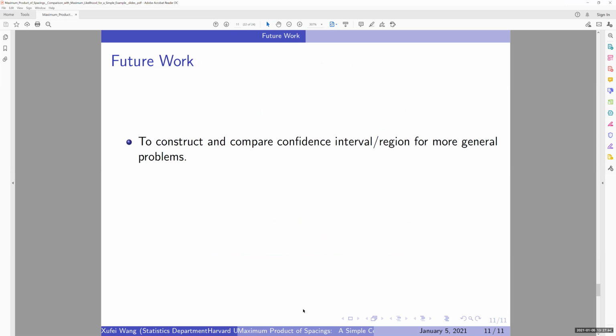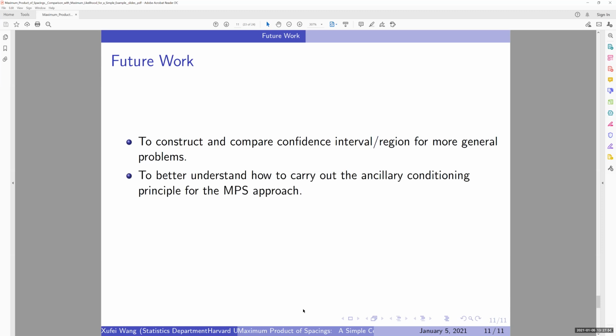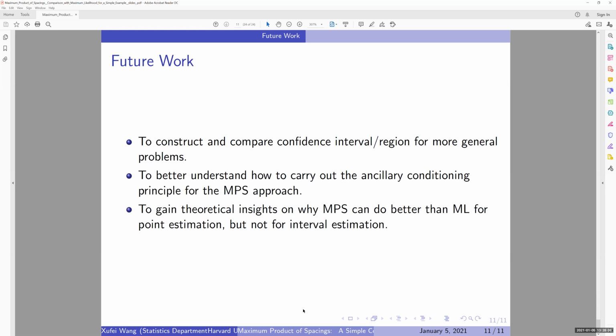Yeah. So we'll talk about some future work that could be derived for this very interesting problem. We would like to study how to construct this confidence interval for more general problems, and also to better understand how to carry out the ancillary conditioning principle for this MPS approach, as we know that this unconditional MPS approach might be too conservative. We might also want theoretical insights on why this MPS can do better than MLE for the point estimators, but not for this interval estimation.